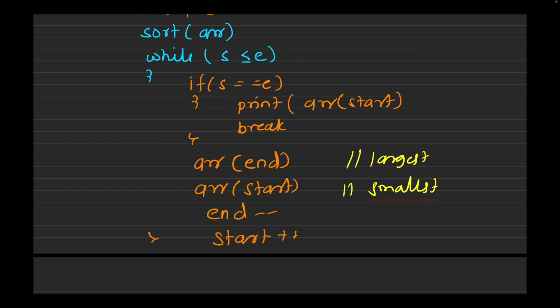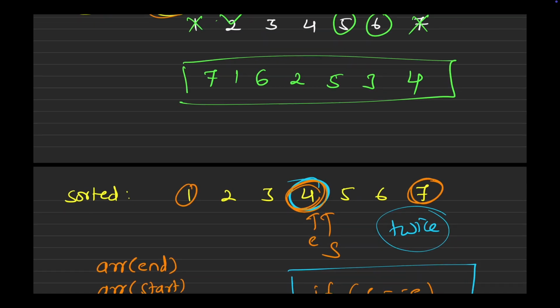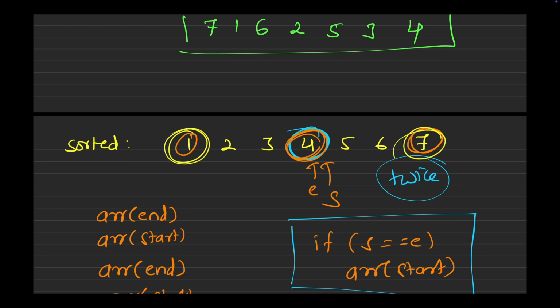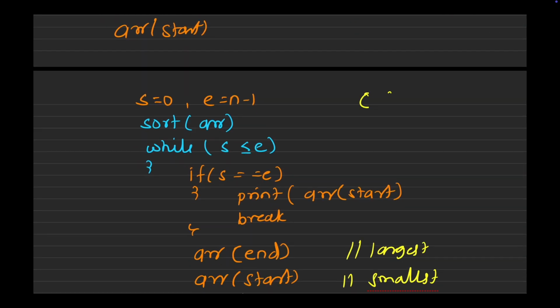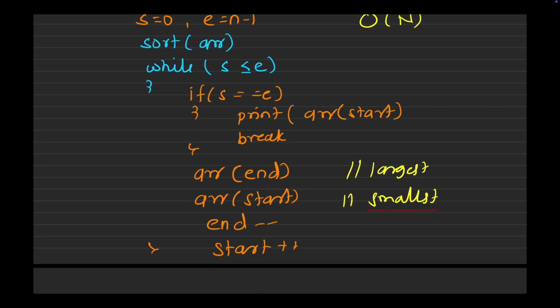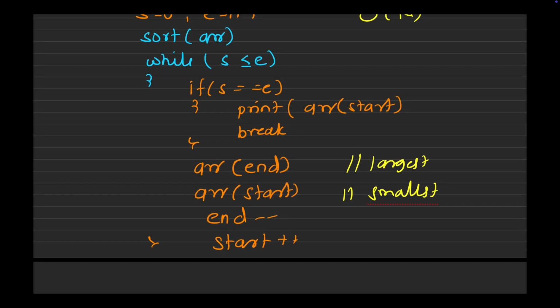Now what will be the total time complexity for this? So what basically we are doing is we are traversing the whole array from the first element till the last element. So the total time complexity would be nothing but big O of n. So I hope you understood the pseudocode of the problem. Now let's move on to the IDE and try to submit our problem.